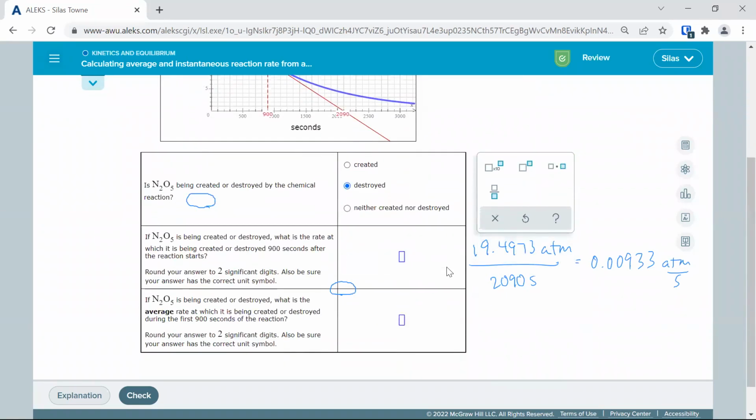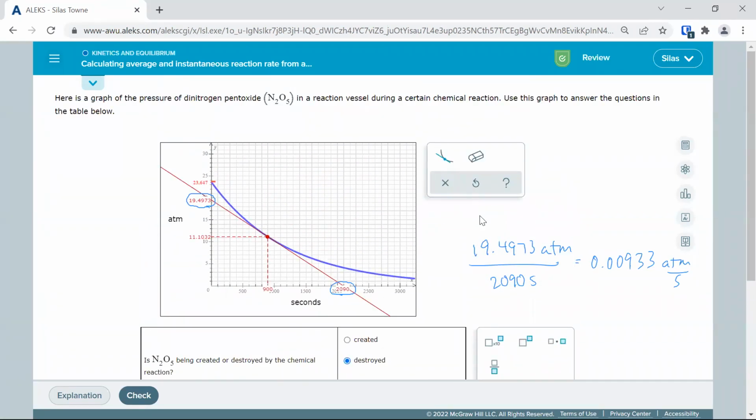atmospheres per second. We scroll down here, and it asks for 2 significant digits, so I'm going to go with 9.3 times 10 to the negative third. Now you do need units here, so I'm going to type in my atmospheres and then hit the fraction button and do atmospheres per second. So that's my instantaneous. What about average?